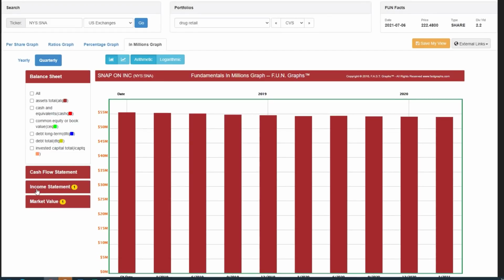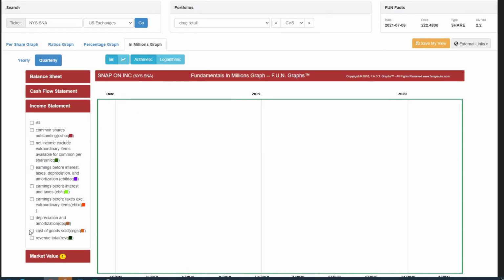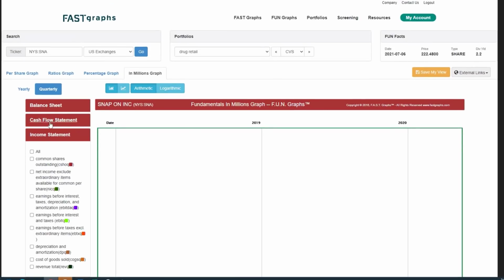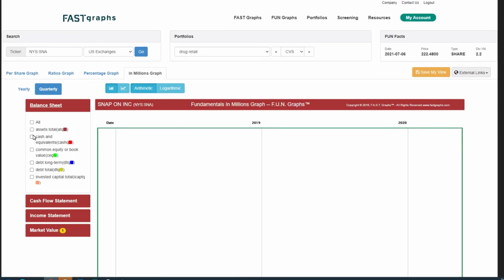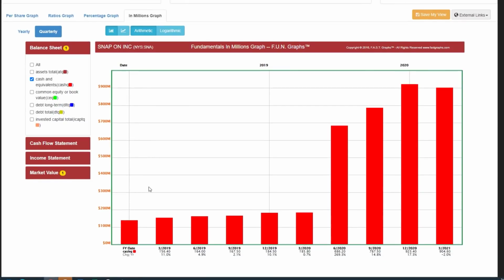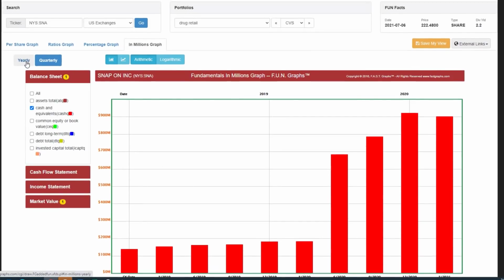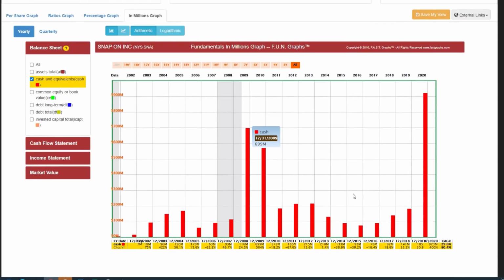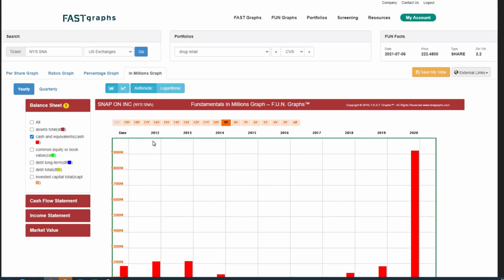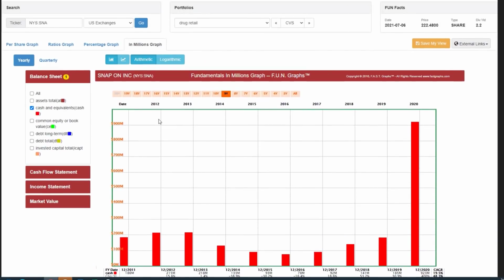The other thing I like to do when I'm in the in millions graph is look at the balance sheet and just look at their cash and cash equivalents. And the company, since COVID, has been building up cash, which again is another good sign. Looking at it from the yearly point of view, they've really had a massive increase in cash. That's giving them a lot of financial flexibility. So I'm very sanguine and positive about that. But the point is, this is how I've conducted my research and due diligence.